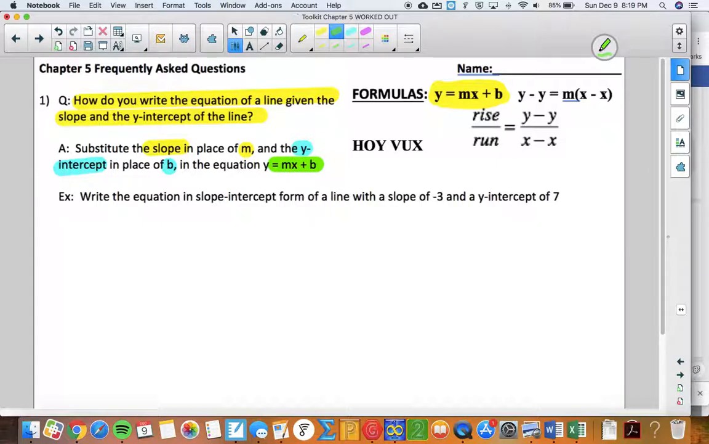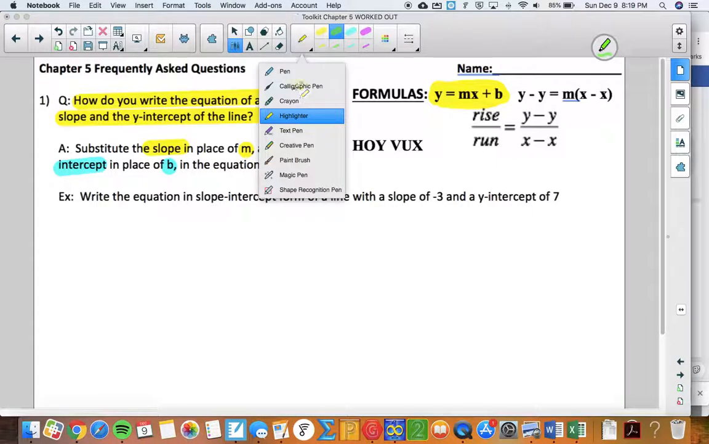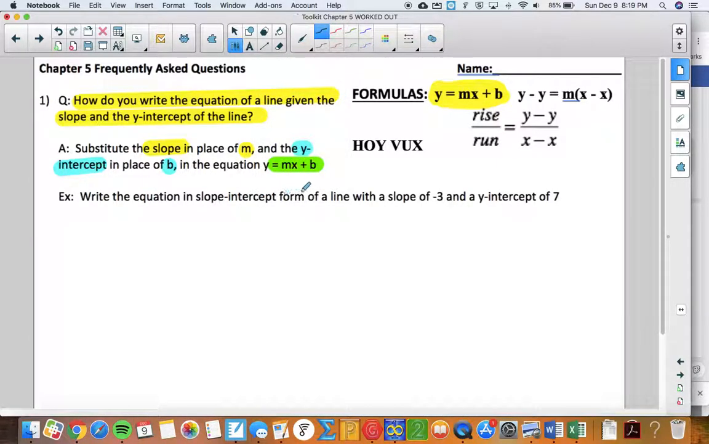So, for example, write the equation in slope-intercept form of a line with a slope of -3 and a y-intercept of 7. Whoa. So, slope-intercept form looks like that. Let me try that again.